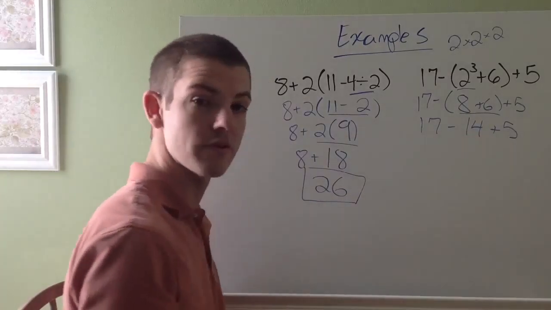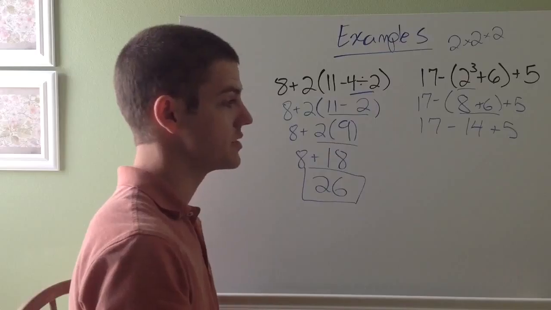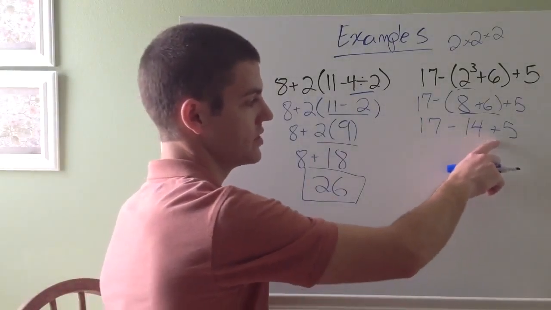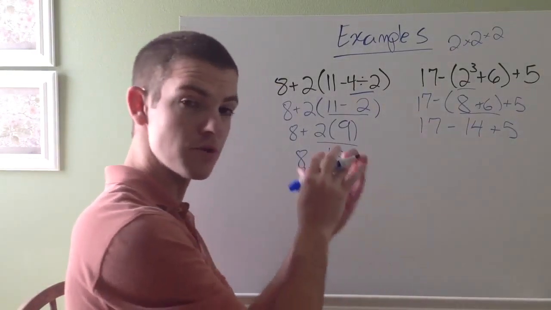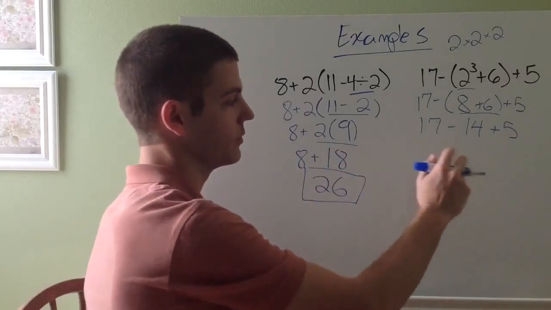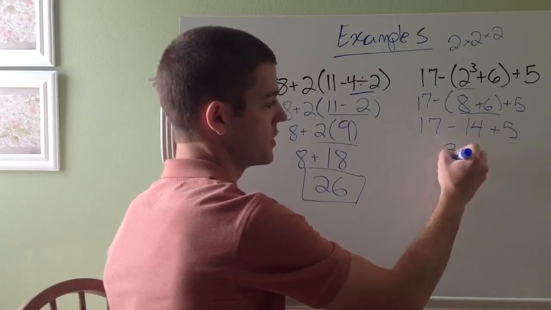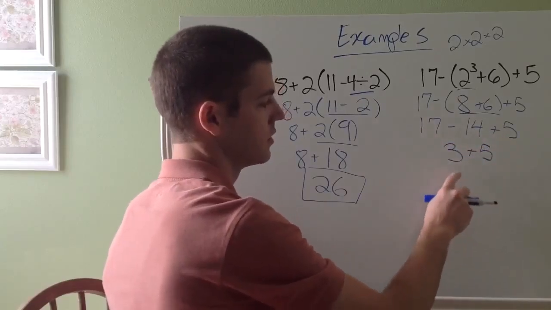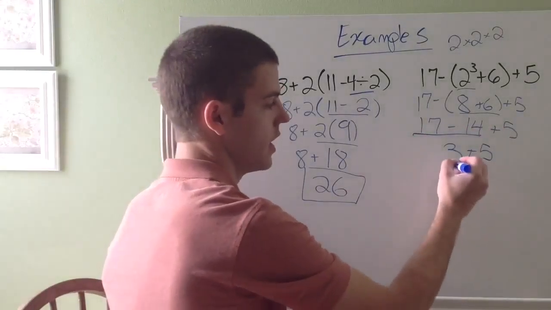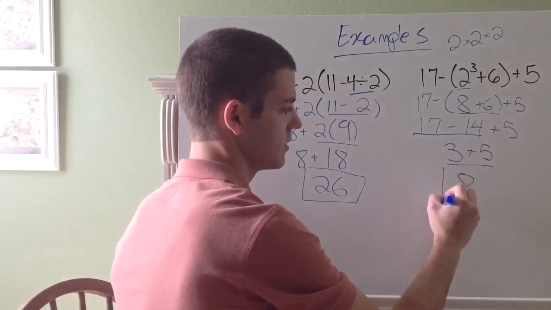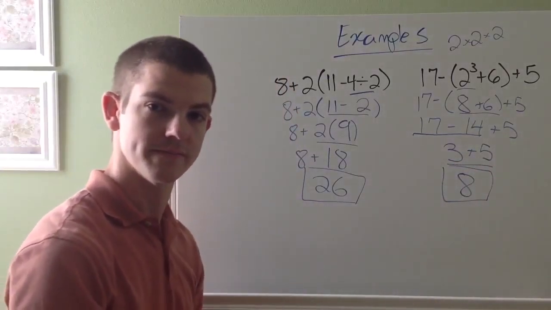Now this is an example of working from left to right with addition and subtraction. I have addition over here and subtraction here, but since they're mushed together, I'm going to work on them from left to right. So I'd actually do subtraction first here. 17 minus 14 is 3. Underline that. And then 3 plus 5 is 8. We have our answer. That's it.